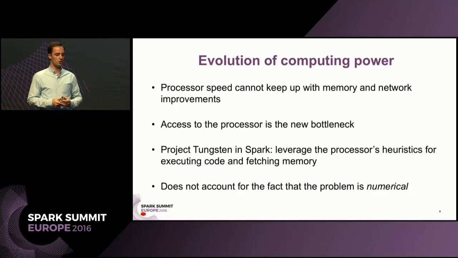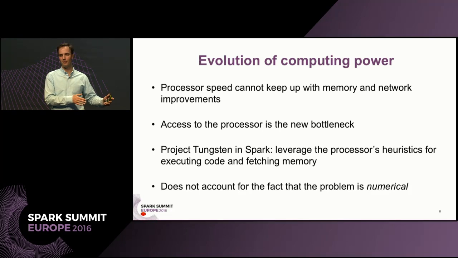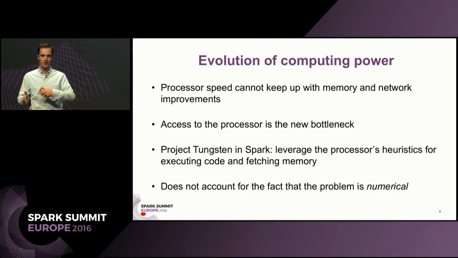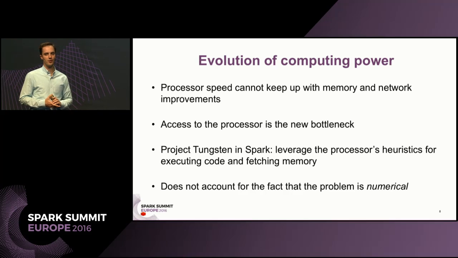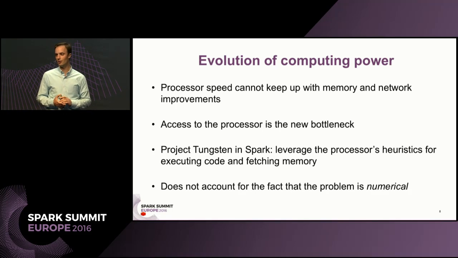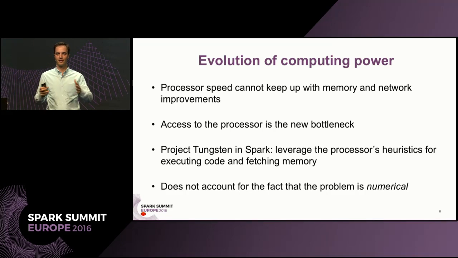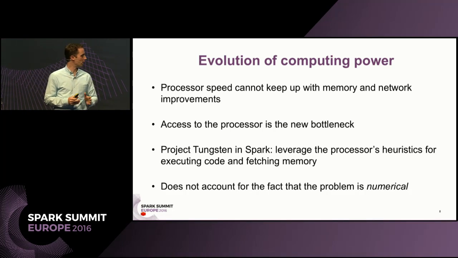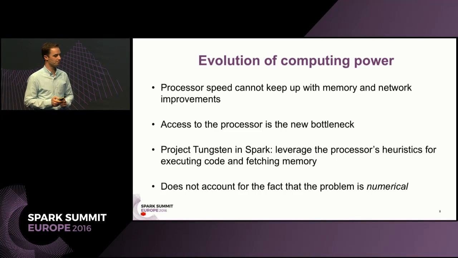Project Tungsten was here to write low-level code so that the processor's very complex heuristic can be then used to move data faster from memory to the computation core, run some computation, and then move on and have more efficient pipelining. But Tungsten and Catalyst right now don't really take into consideration the fact that most of the computation we run are just numerical. They are not complex logic with complex conditional branches. And we can do much better than that if we use some specialized frameworks.